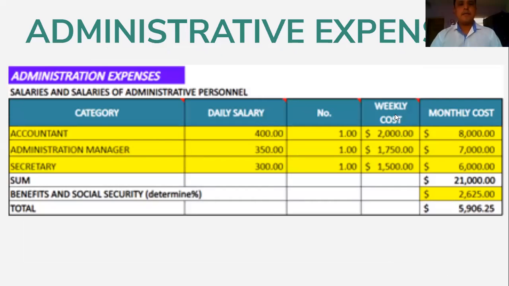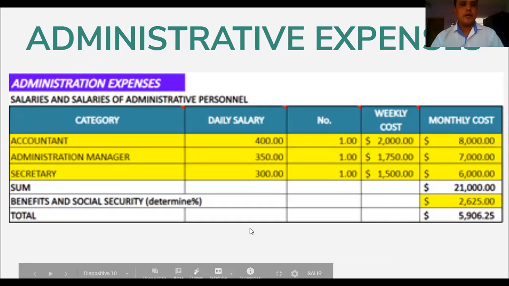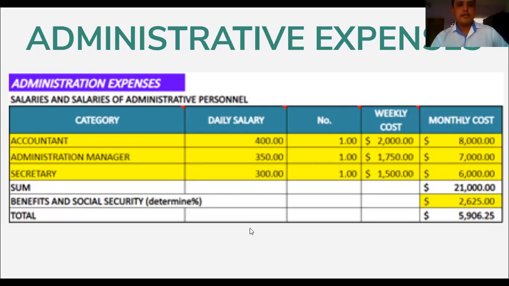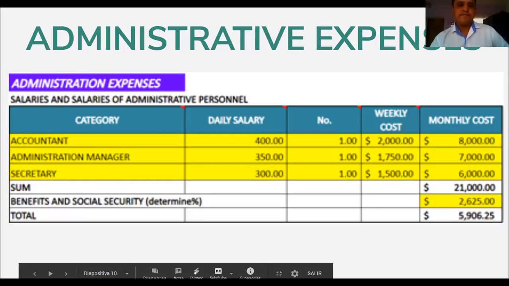Next, we have the administrative expenses. Those are the ones that are not involved neither in the sales expenses nor the production ones. We have the accountant, the administrative manager, and the secretary. Altogether, some 21,000 pesos monthly.